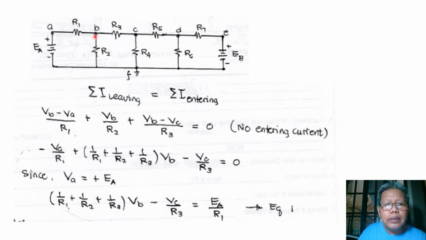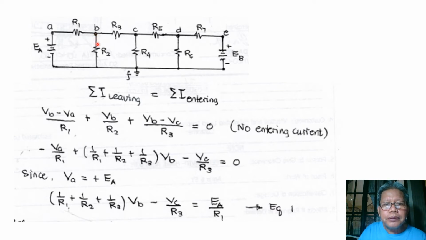So we are considering node B, and as we said, we are assuming that the potential at B will be greater than the neighboring nodes, which are linked to B through resistances. So for example, the neighboring nodes of B are A and C, and of course, we have here the reference node F. So we apply Kirchhoff's current law at node B.